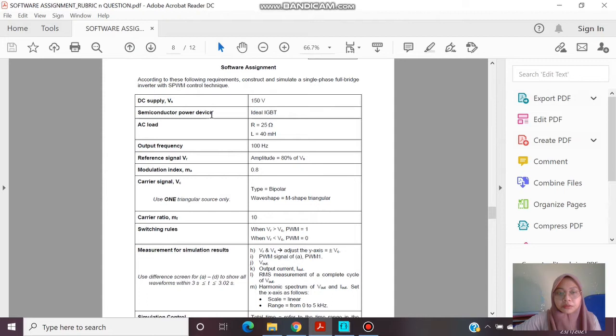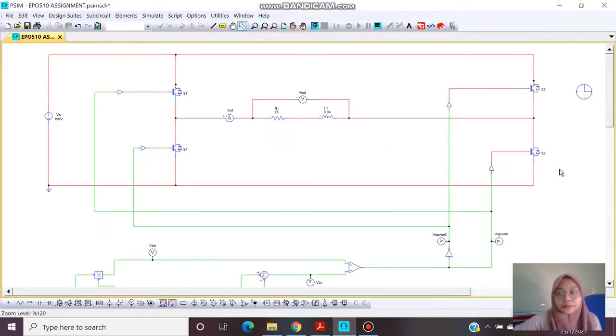Next, the semiconductor power devices. As we know, the single-phase full-bridge inverter consists of 4 power switches that are S1, S2, S3, and S4. From the question, we use ideal IGBT as the power switches here.